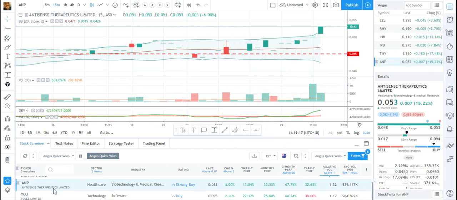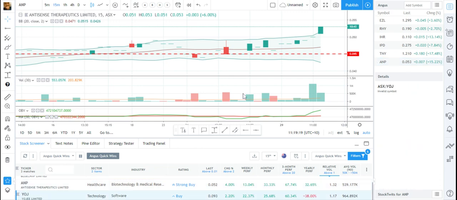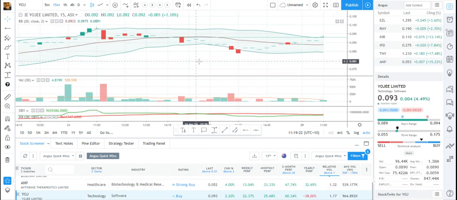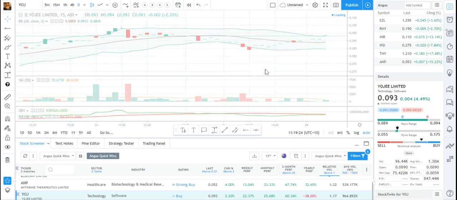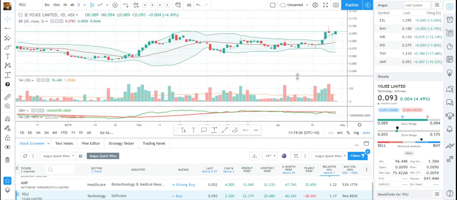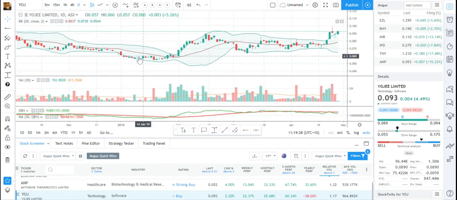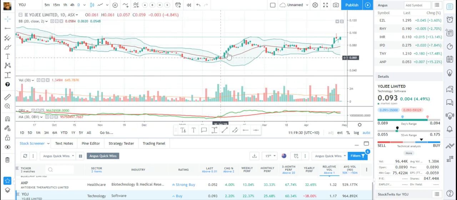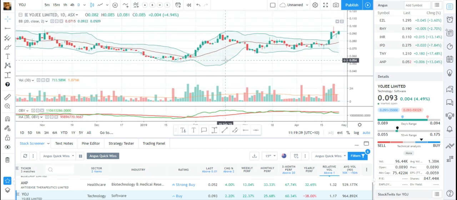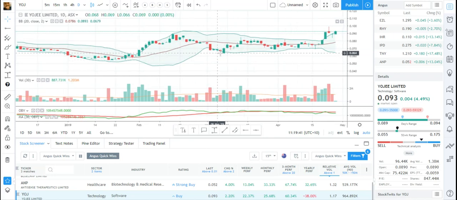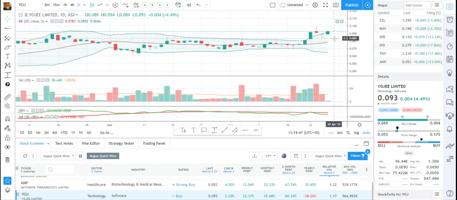What's next? AMP and Yoji. I've traded this one a lot of times as well. What's he up to? A day view. Yeah, a little bit of a break. You can see sometimes these stocks, when they do start to break above this top Bollinger, and the Bollinger is effectively a moving average to some extent, you can see when it has broken above it, it does tend to run a little bit. So this could be an interesting one as well, just to have a look at.